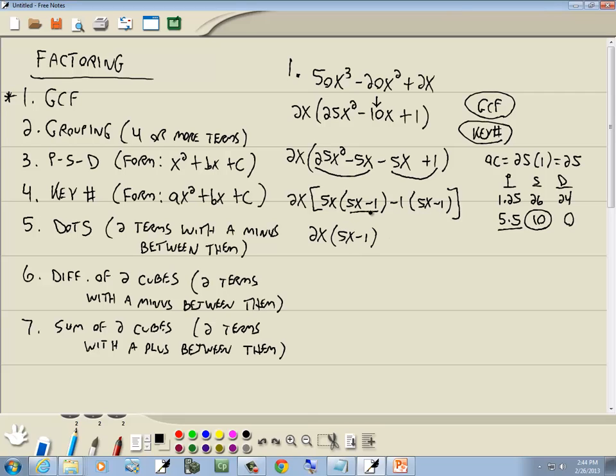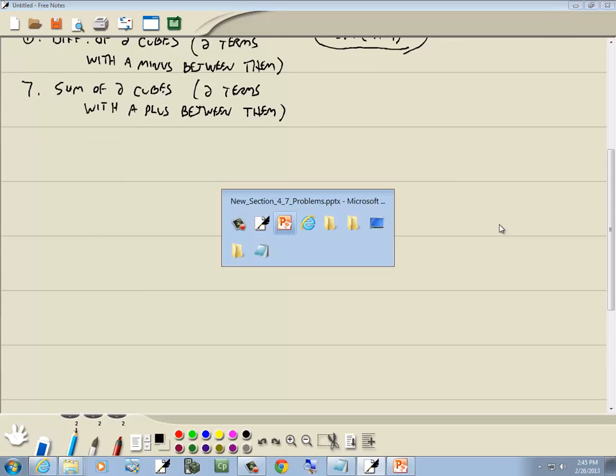They both have a 5x minus 1. Remember, the goal of grouping is to get these parentheses the same. If I factor those out, I can cross those out to see what goes in my second set of parentheses, which is 5x minus 1. Now, a lot of books will write this as 5x minus 1 squared. That's also the perfect square trinomial method, which I never went over. It's another formula that you can do the same thing with key number and the PSD. Okay, let's look at our second problem.